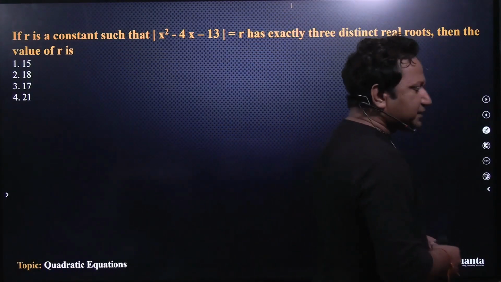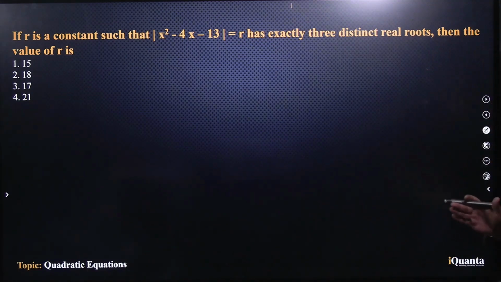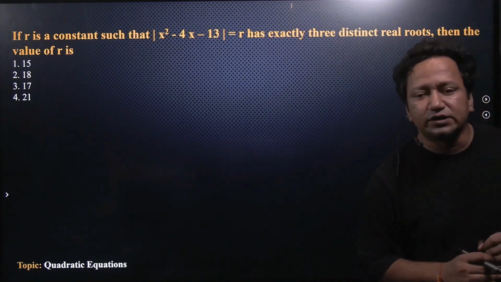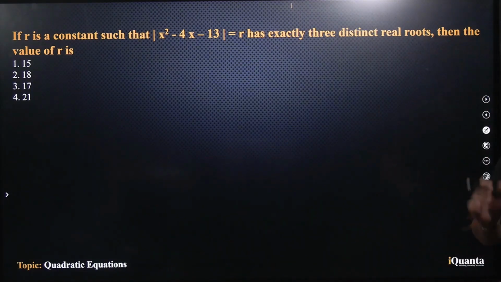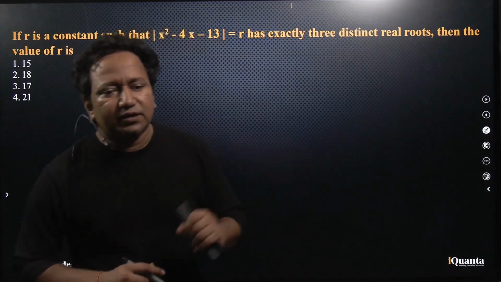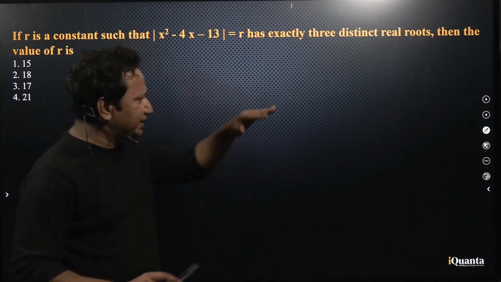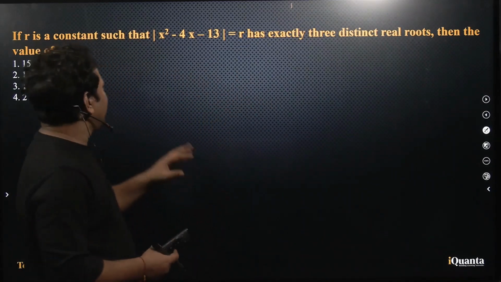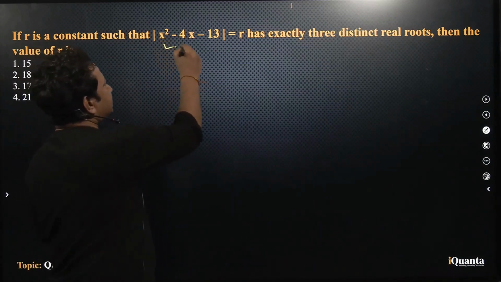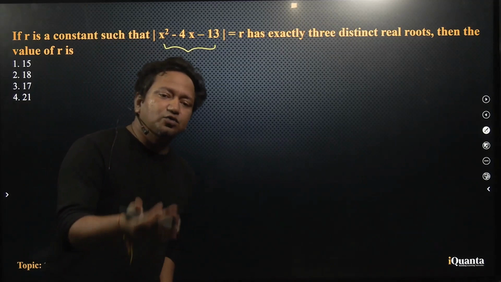If r is a constant such that mod of x squared minus 4x minus 13 is equal to r has exactly 3 distinct real roots, then the value of r is what? All right. One thing should be kept in mind for this kind of question, that we need to find perfect squares. Like how easy our life will be if this expression was a perfect square, isn't it? So if it's not a perfect square, we can transform it into a perfect square.